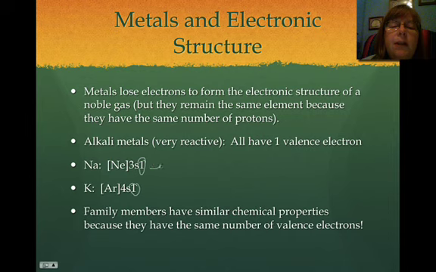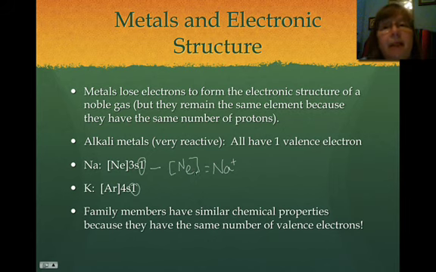Sodium would love to lose that one electron, and then it would have an electron configuration the same as neon. So we would say that sodium with a +1 charge, after it loses that one valence electron, has the same electron configuration as neon, and that makes it very stable. And potassium will do the very same thing. It will lose that one valence electron so that it becomes isoelectronic with argon, and now it's very stable.